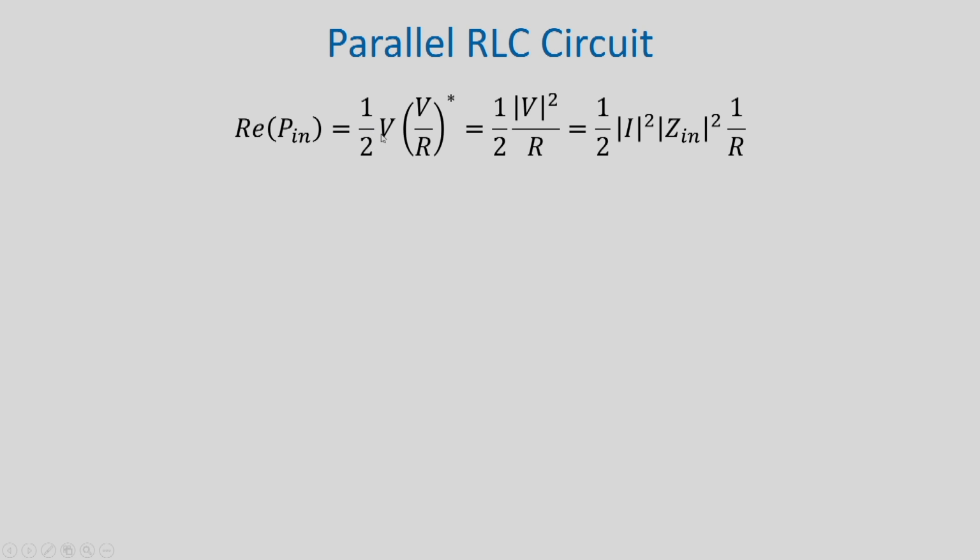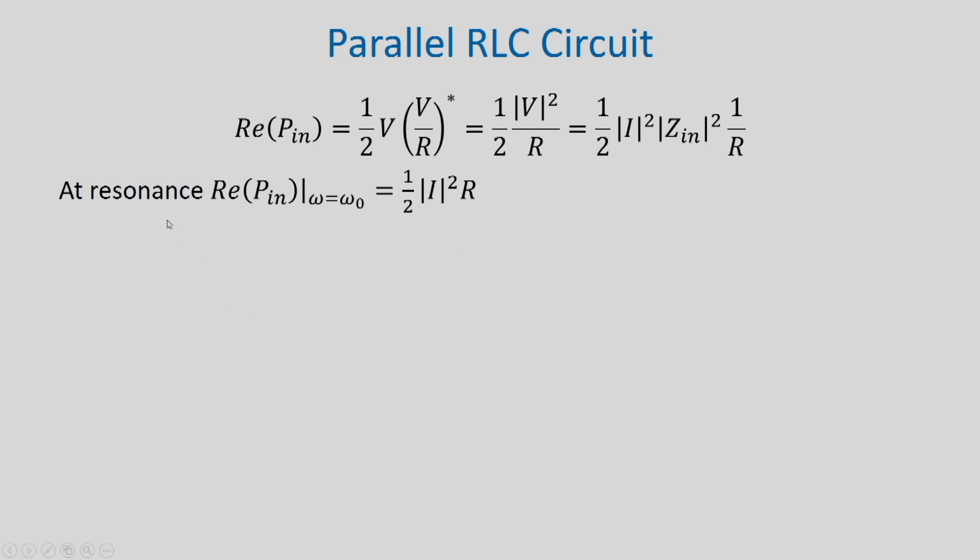So, it is half V, V by R conjugate, and V by R is essentially the current through the resistance, and therefore, we can write it as half mod V square by R, which is equal to half I square mod of Z in square divided by R, because V is written as I into Z in.